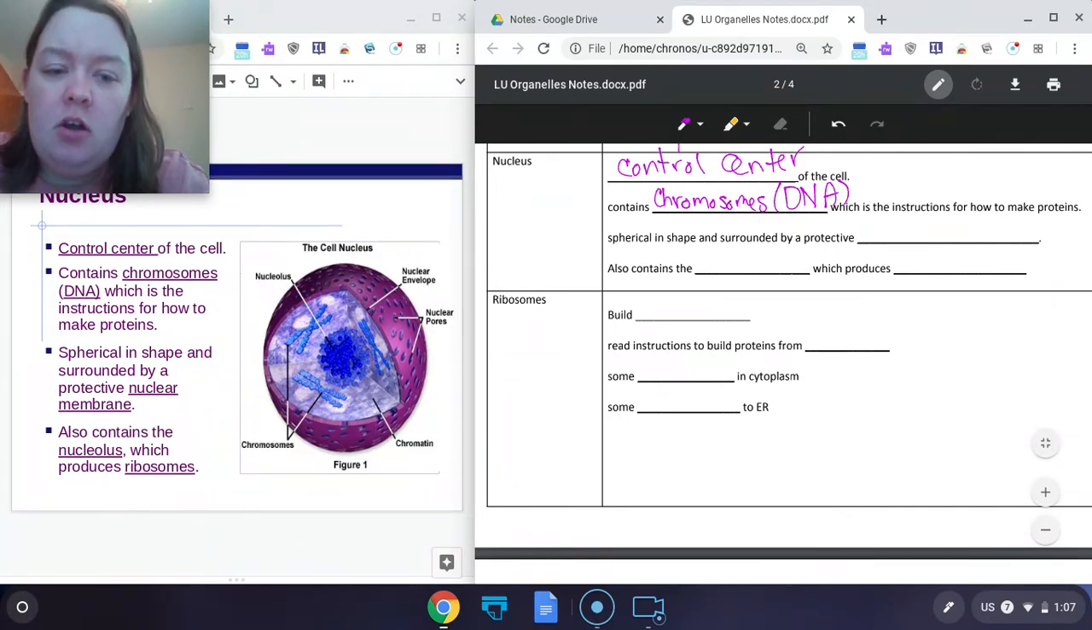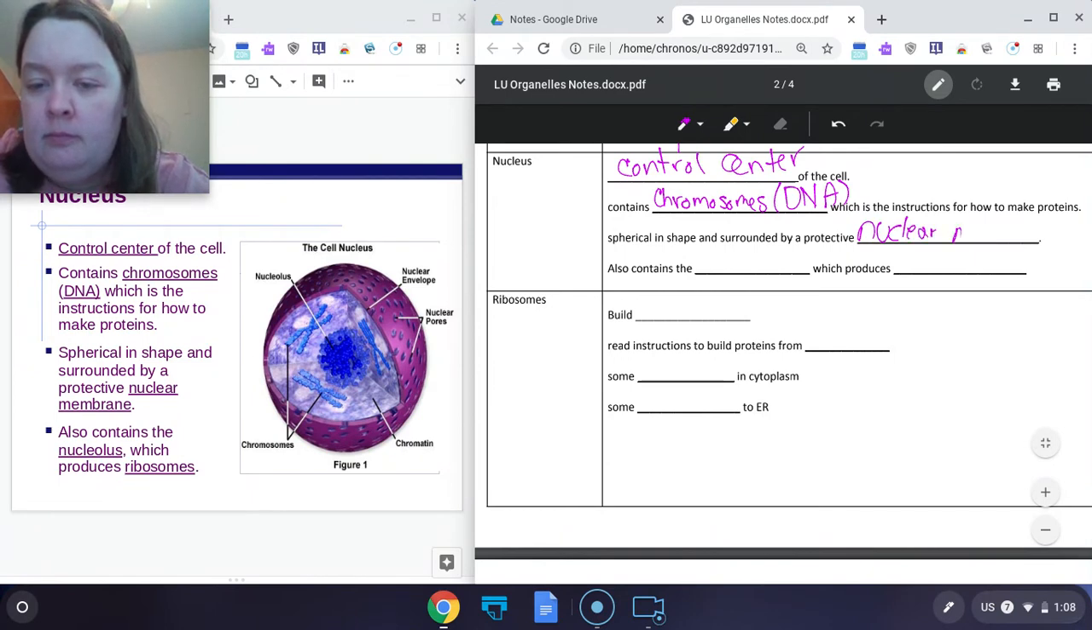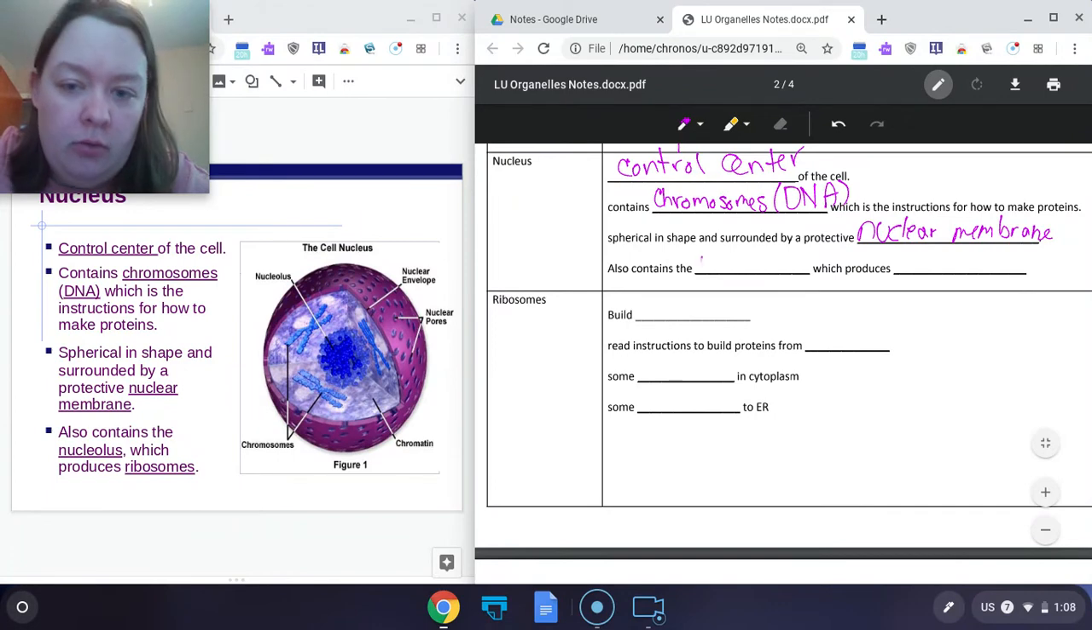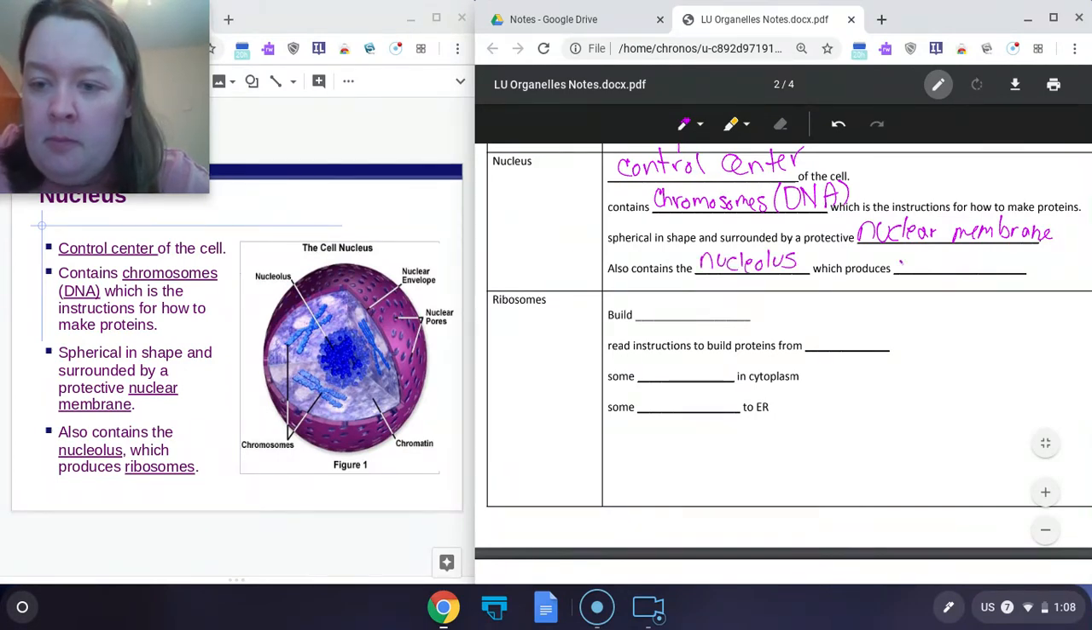The nucleus is often found in the center of the cell. It has a spherical structure, so it is circular. It has an outer protective nuclear membrane. And inside of it, it has what is called the nucleolus, which makes ribosomes. We're going to talk about the importance of ribosomes here in a second.